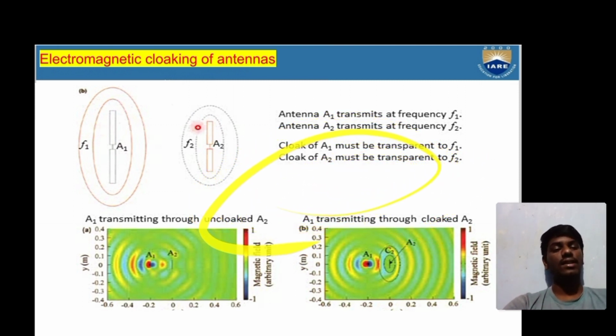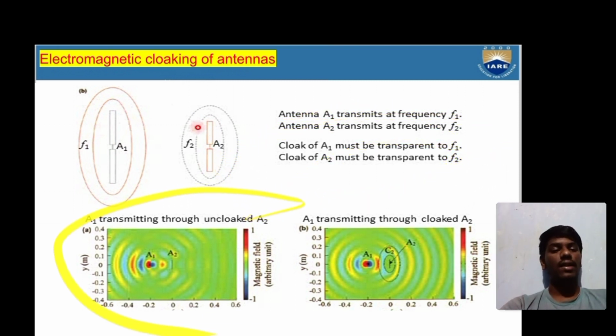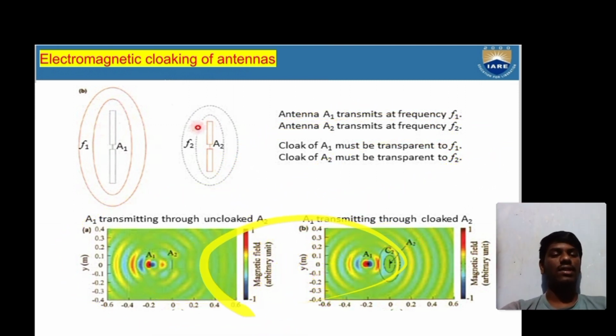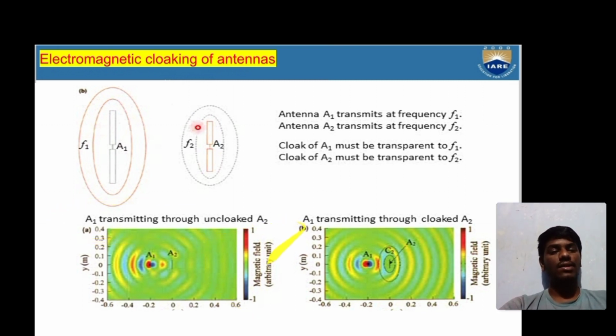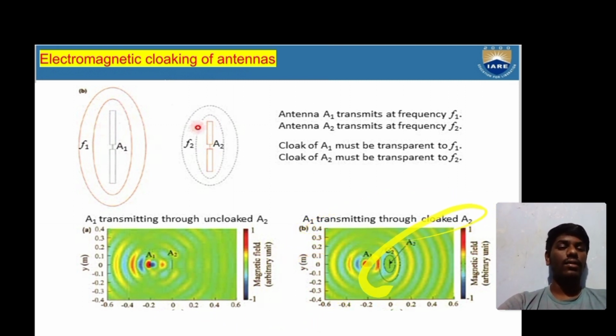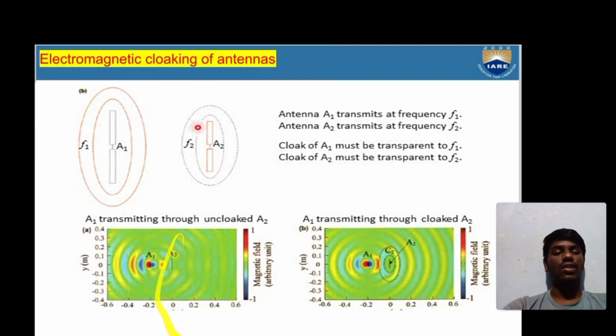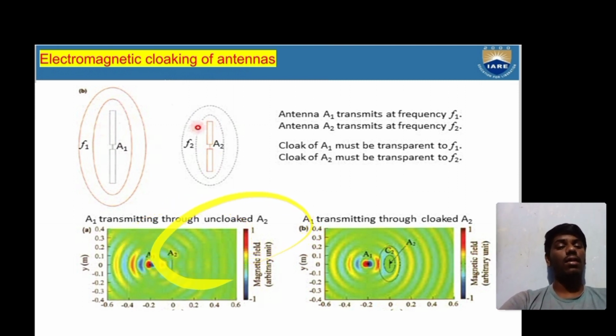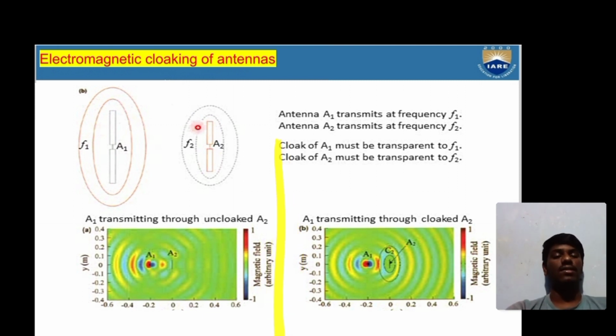These conditions must be satisfied, and both of these images will demonstrate these examples. Here A1 transmits through an uncloaked A2. Here A1 transmits to a cloaked A2. Here A2 is cloaked, and here A2 is not cloaked. This is the whole difference between this one and this one.